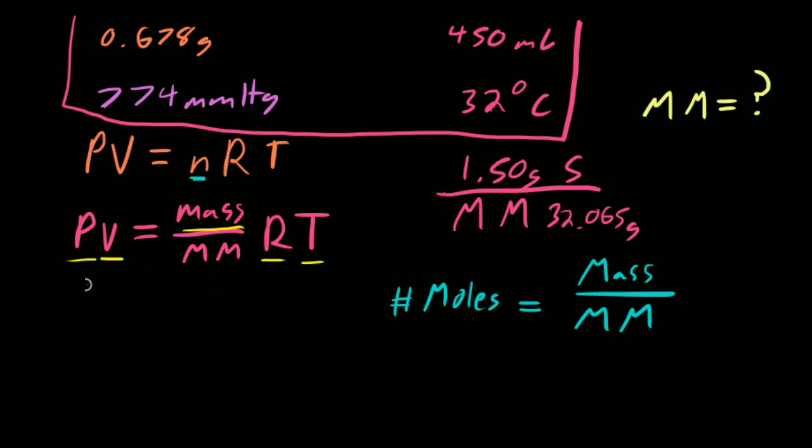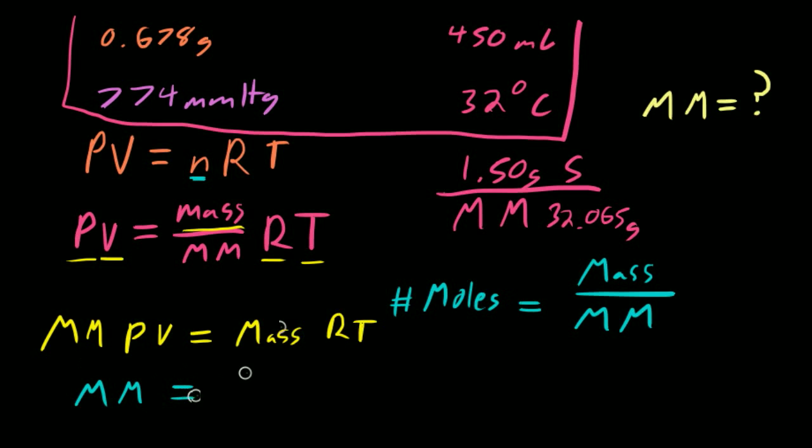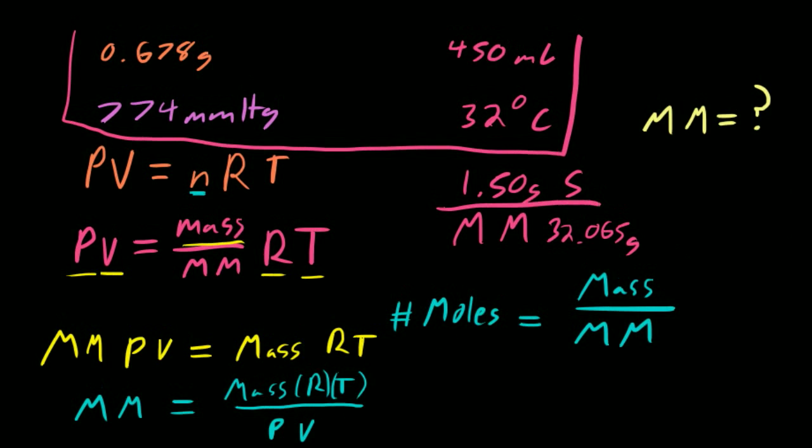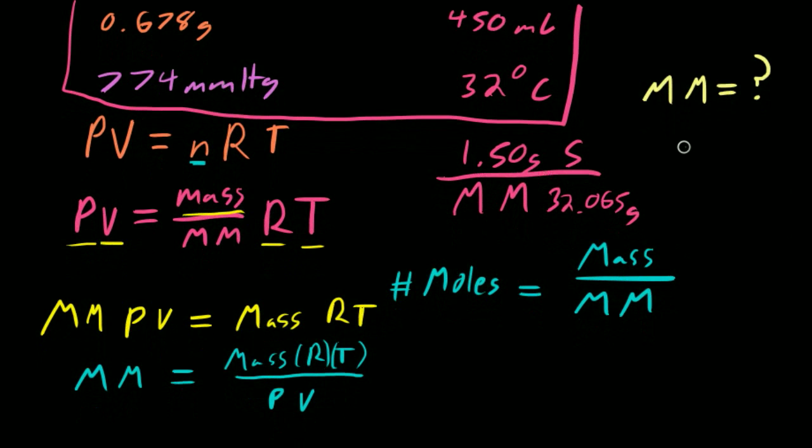I can do this really quick. We would multiply by the molar mass, so we get molar mass times pressure times volume is equal to mass times R times T. And then to solve for molar mass, molar mass is equal to our mass times R times T, put those in parentheses, over PV. Okay? I guess I've got enough room over here.